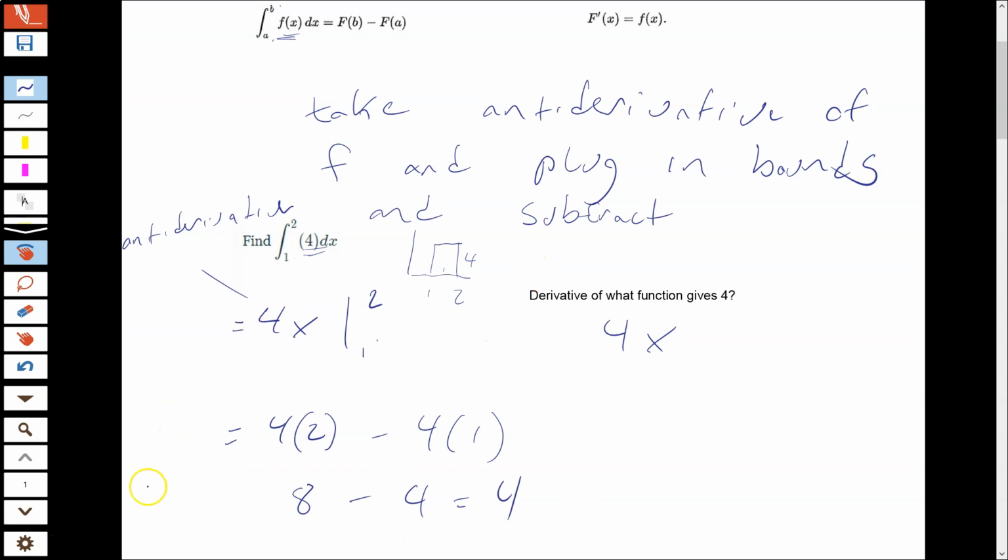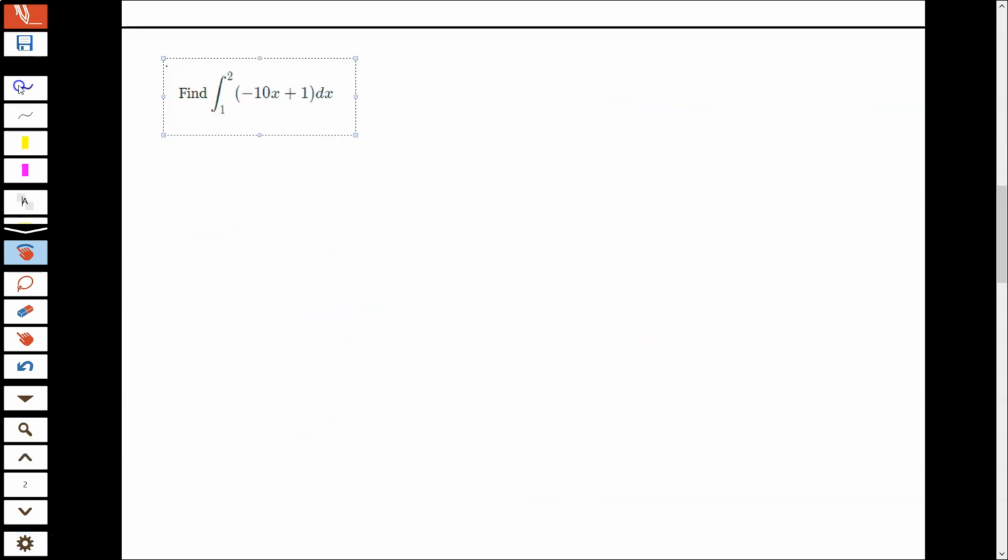Let's try something a little more challenging. Here's where your brain really has to turn on. Notice now we have a more complicated function. This is a linear function.